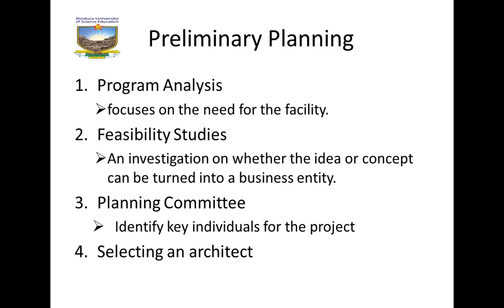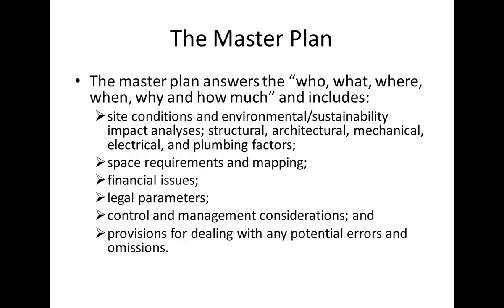You then need to come up with a planning committee, identify some key individuals who will be important for the project, and then select an architect. Once you've done all that, you then need to come up with a master plan, because now you have a planning team, and that team needs to answer the who, what, where, when, why, and how much for the master plan. The first thing to include in your master plan is the site conditions or sustainability impact analysis.